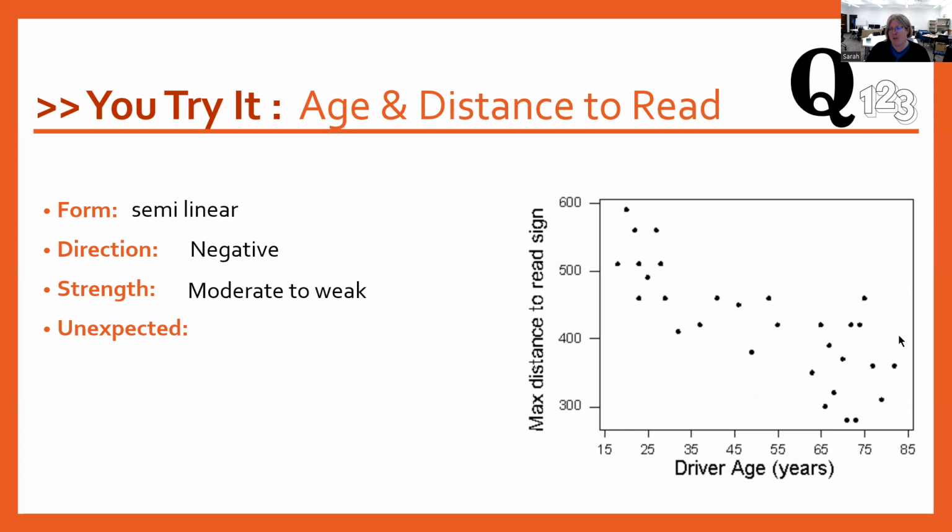If it was weaker, I'd expect it to be a little more cloudy and spread out, but moderate to weak. And then unexpected. So the weaker the strength is, the harder it is to figure out the unexpected because there's not really a strong pattern to start with, which means there aren't really clear outliers. But there is at least one here potentially that I circled. It's possible it's 76 years old and about 460 feet. That one is potentially an outlier.